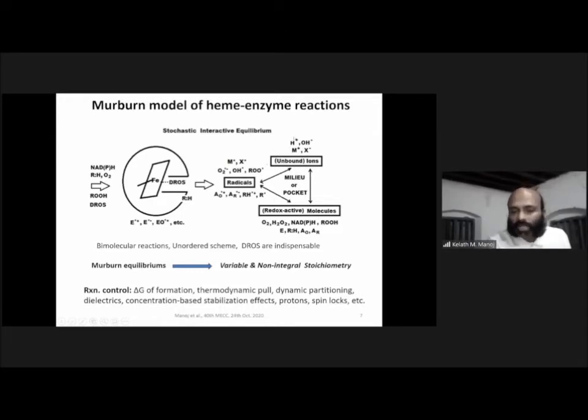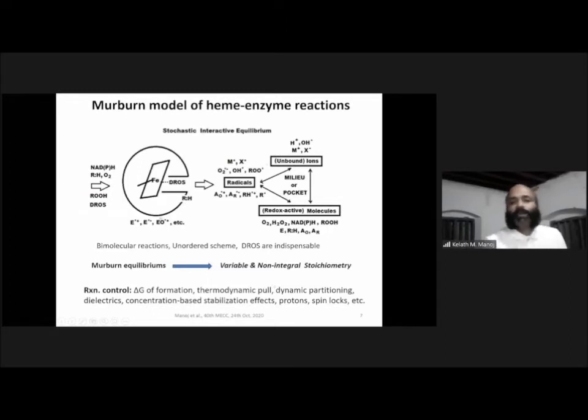So MUR, this is what governs the outcome, not topologically driven Fischer's lock and key or Koshland's induced fit. This means that the bimolecular reactions and unordered schemes and this kind of scheme would give variable and non-integral stoichiometry, because the single part involves multiple interactive equilibria. So the outcome of the reaction is more or less governed by multiple factors like delta G of formation, dynamic partitioning, dielectrics, concentration based effects, proton availability, spin locks, etc.